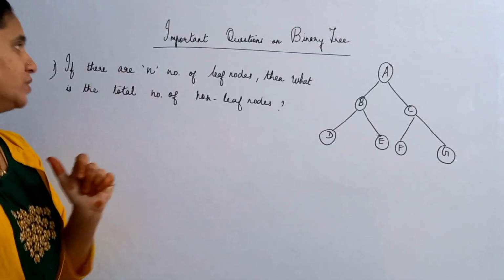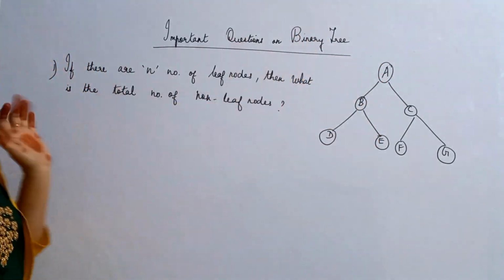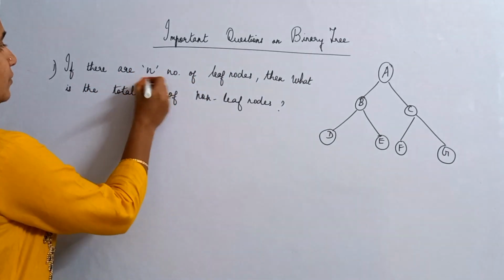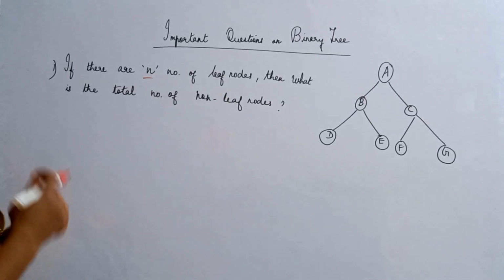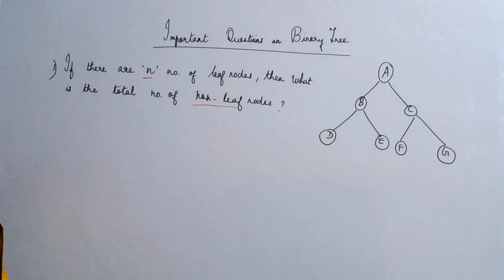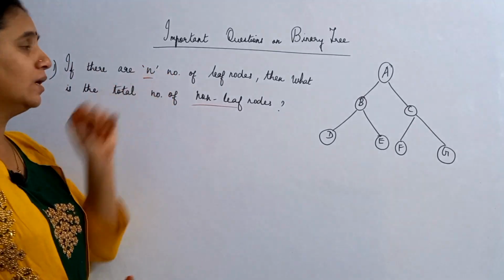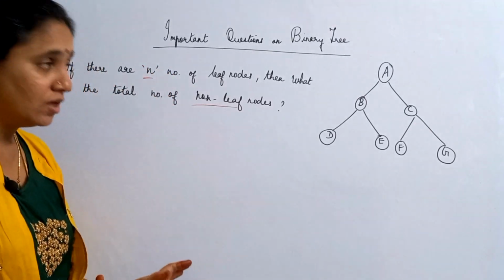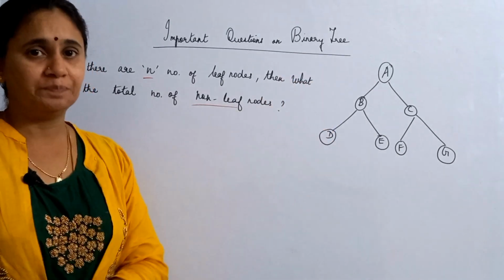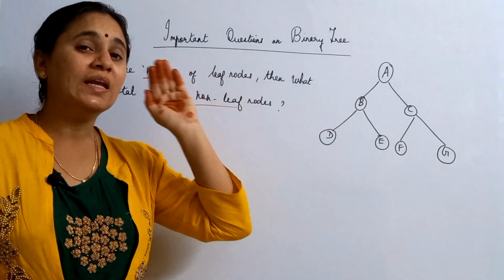Now the first question. Don't look at the diagram yet, first understand the question. If there are n number of leaf nodes, then what is the total number of non-leaf nodes? If these types of questions are asked, you should take a default tree structure, which I have drawn here. This is the default tree structure which you should draw in rough.